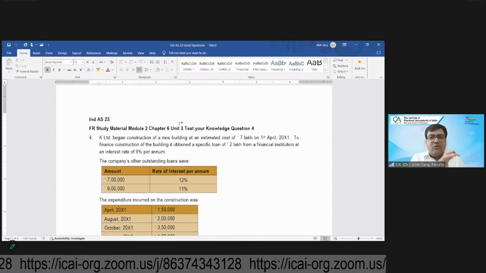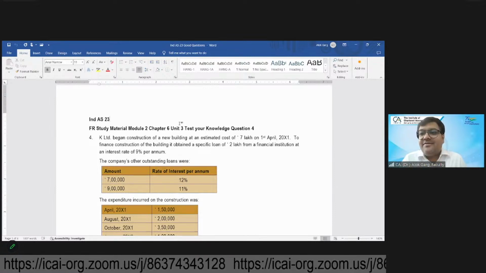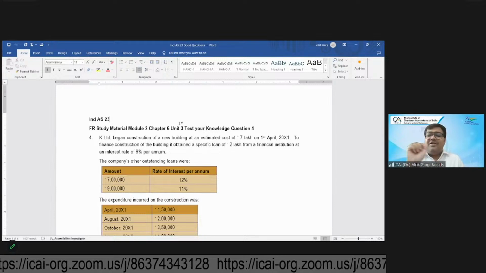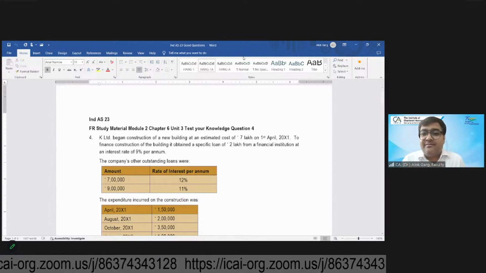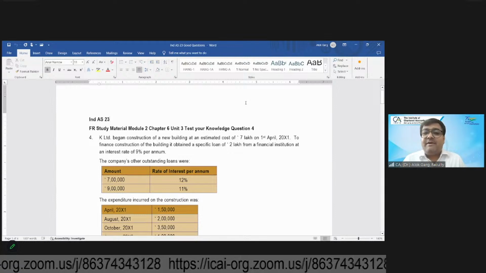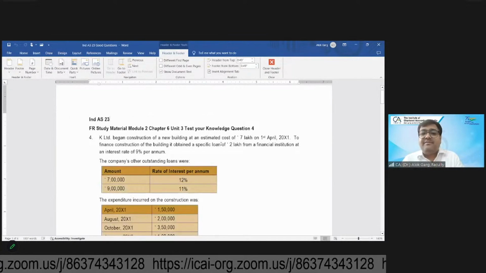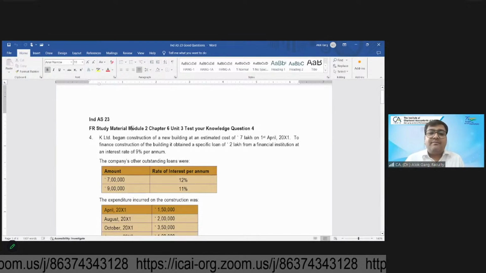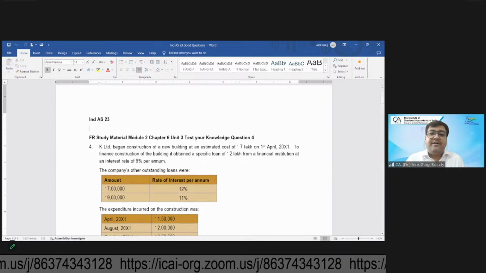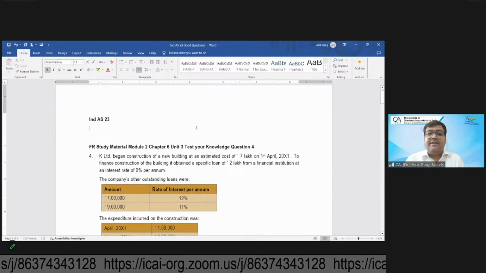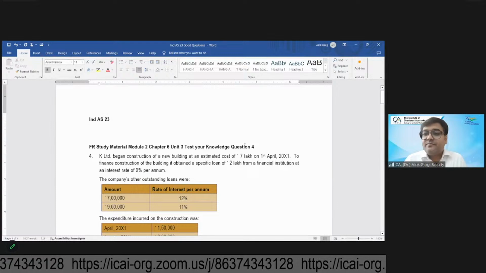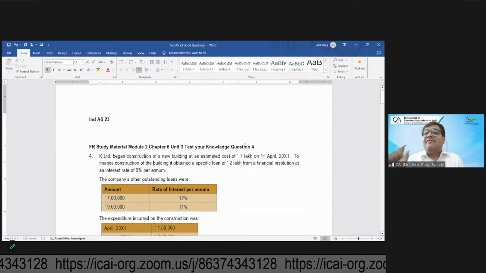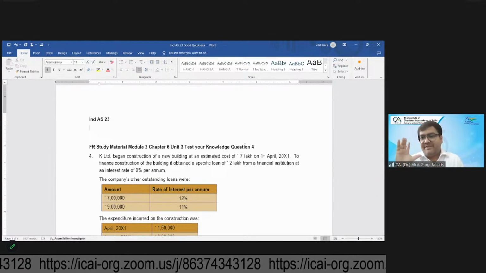What is my total loan? 100, 300. So 33 divided by 300. How much is it coming if I'm computing 33 divided by 300? It is 11%. So my weighted average rate of borrowing is 11%.